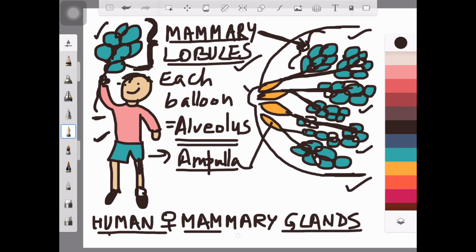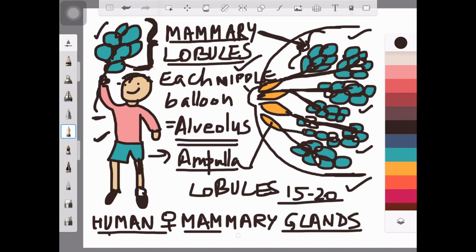And the nipple. How many lobules would be there in the mammary glands? The lobules are found to be around 15 to 20 in number in every mammary gland. How many lobules? 15 to 20 in number are found. And what are the functions now? The alveoli are the main areas, very important, because they are the ones which will produce milk for the child. Alveoli produce milk, right?